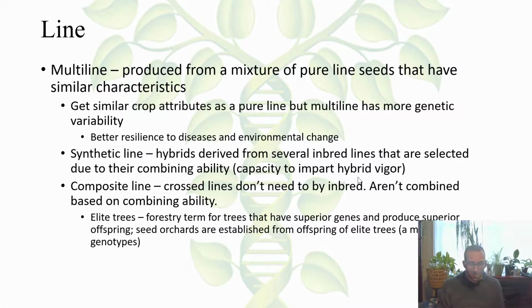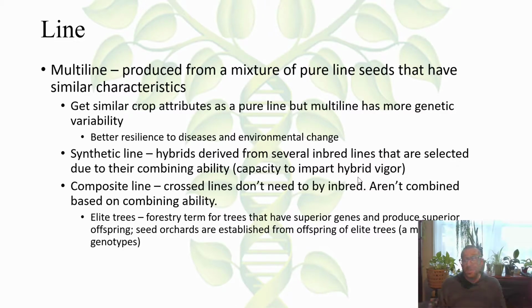So that is a line. Those are inbred lines. Those are how inbred lines can be used to produce hybrid corn or hybrid plants. We also have things referred to as multilines, which is a mixture of different pure lines that we breed together. So we have two separate lines that are going down. They're all very homozygous for their traits, and then we breed them together.